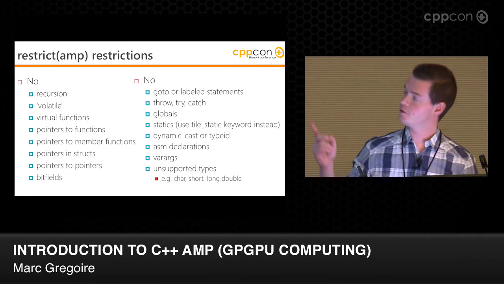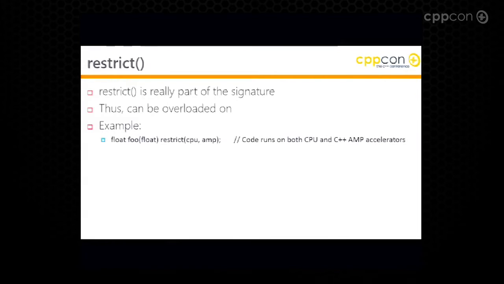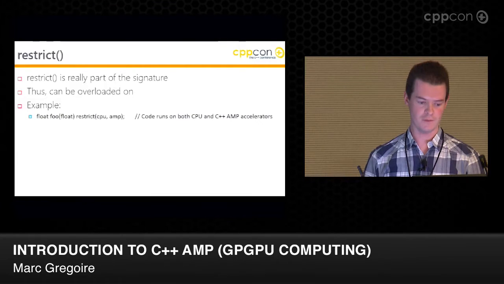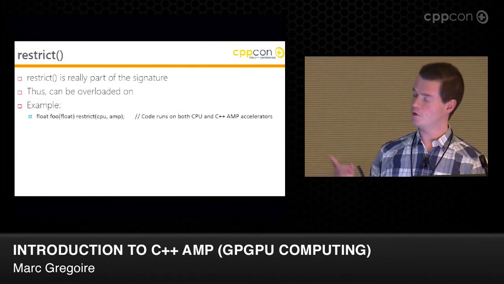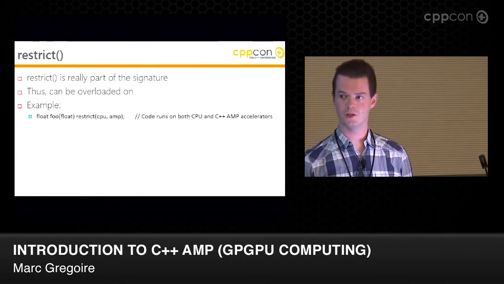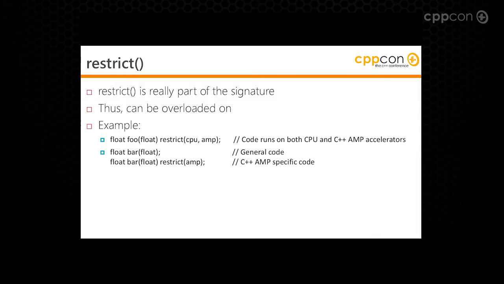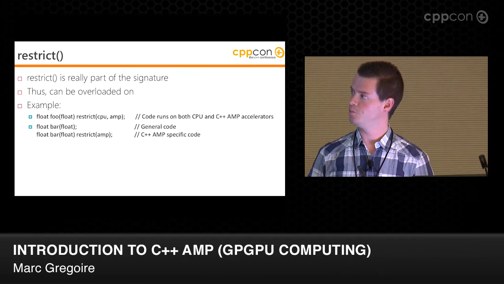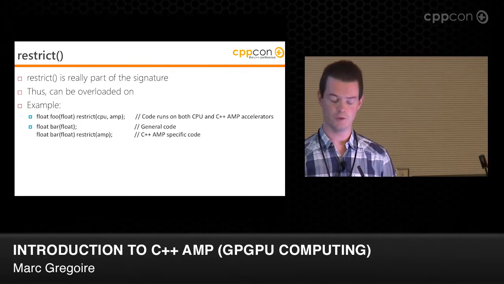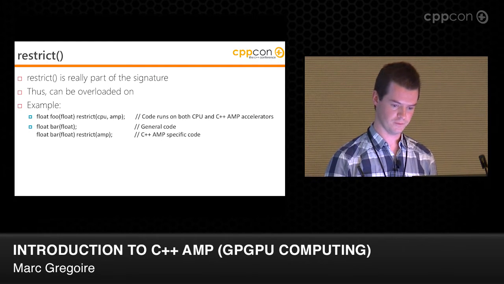And this keyword, restrict(amp), is actually part of the signature of your function, so that means that you can overload on it. Here we have a function foo that is restrict for the CPU and AMP at the same time. So that means that this function can be executed on the CPU or on C++ AMP. But you can make a distinction. So we have a function bar that is overloaded only on the restrict keyword. The first one will be used when you run it on the CPU. The second one will be used if C++ AMP is using the function.